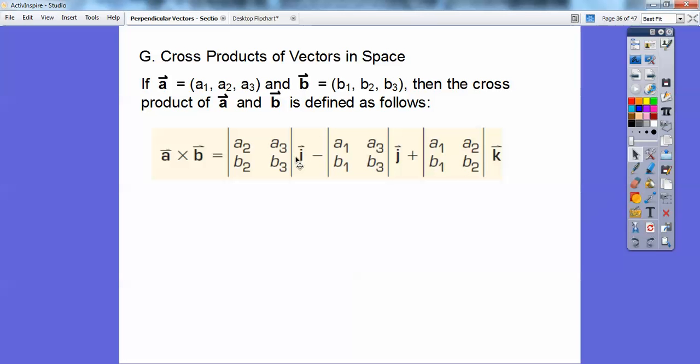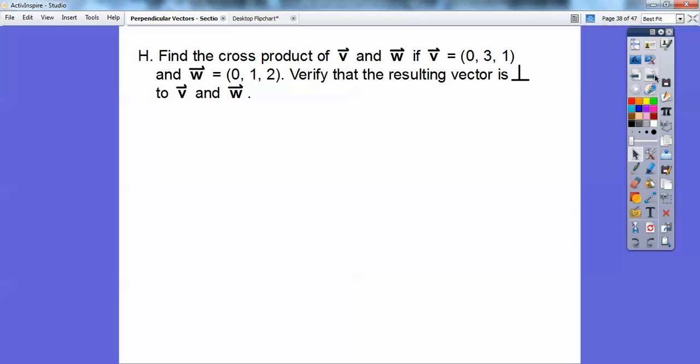And remember, these are just my unit vectors in space. This one has the ordered triplet 1, 0, 0. This one has 0, 1, 0. And the unit vector K has the ordered triplet 0, 0, 1. I think I have that written down coming up. So recall, here we go: the unit vector I is 1, 0, 0, J is 0, 1, 0, and K is 0, 0, 1.